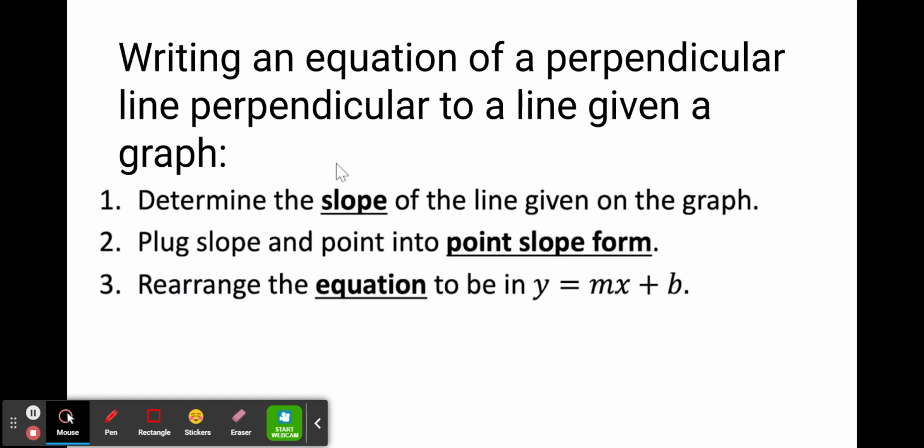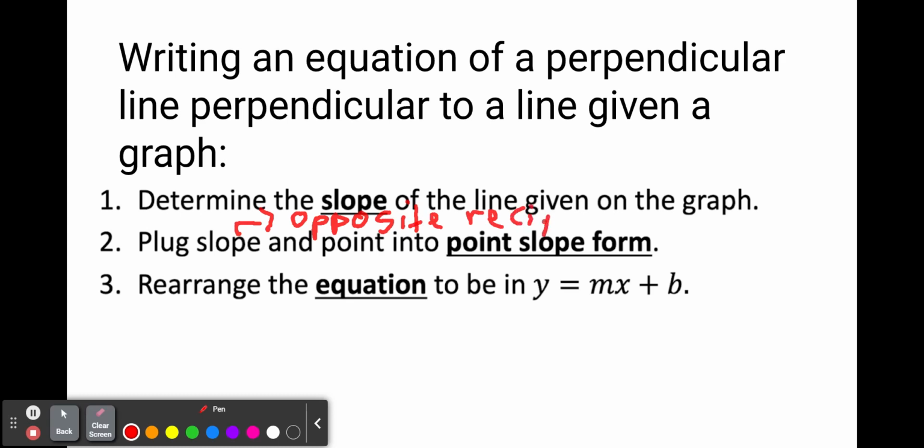Okay, so to write an equation of a perpendicular line when you're given a graph, here are the steps. Determine the slope of the line given, and then you're going to plug the slope and the point into point slope form. And remember, you're using your opposite reciprocal slope. And then rearrange the equation to be in y equals mx plus b.